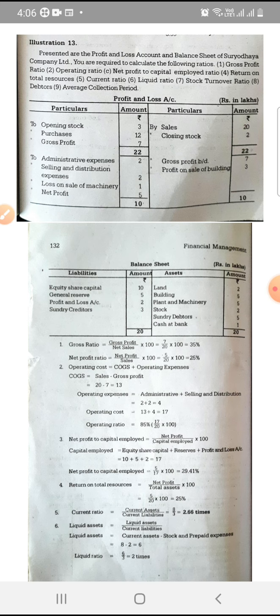I have explained earlier that in ratio analysis the formula is very important. Without the formula you cannot compute it. So learn the formula, then use the information and calculate. Now what you have to compute, see the first para given. First is gross profit ratio, operating ratio, net profit to capital employed ratio, return on total resources, current ratio, liquid ratio, stock turnover ratio, average debtors turnover ratio, and average collection period. These are the information given.